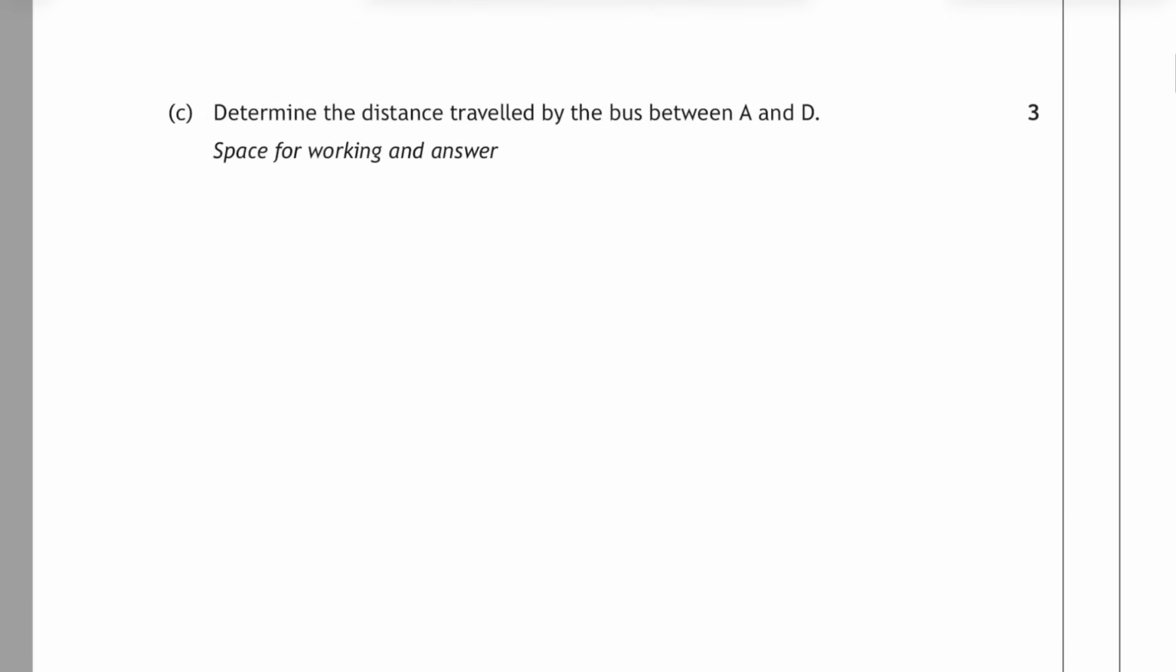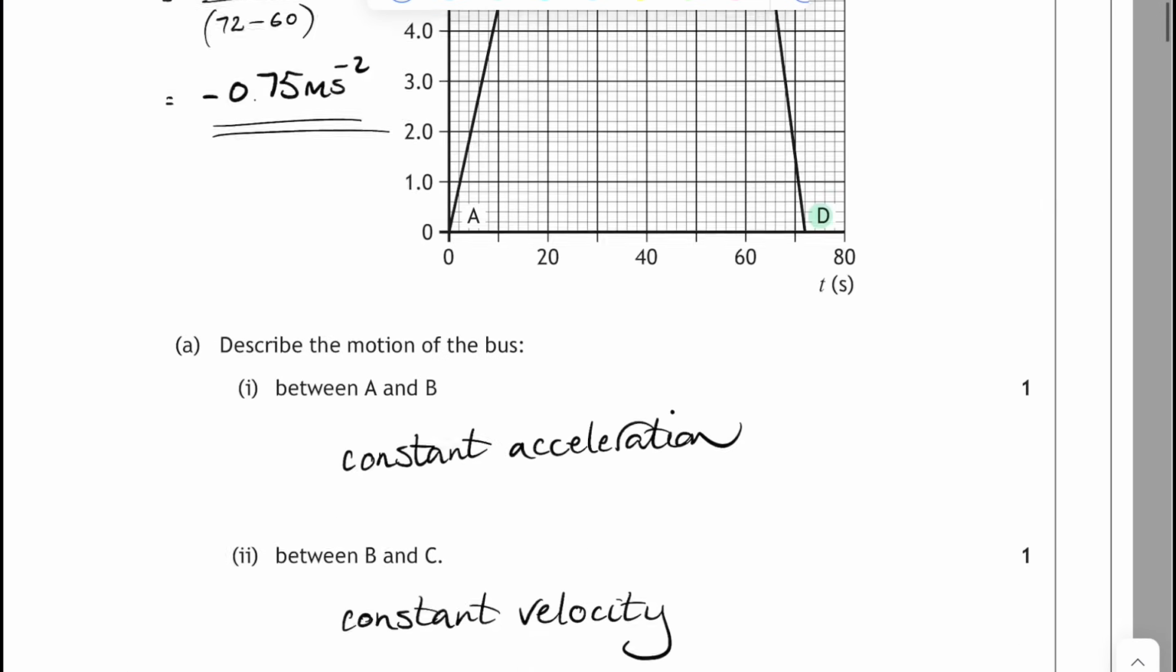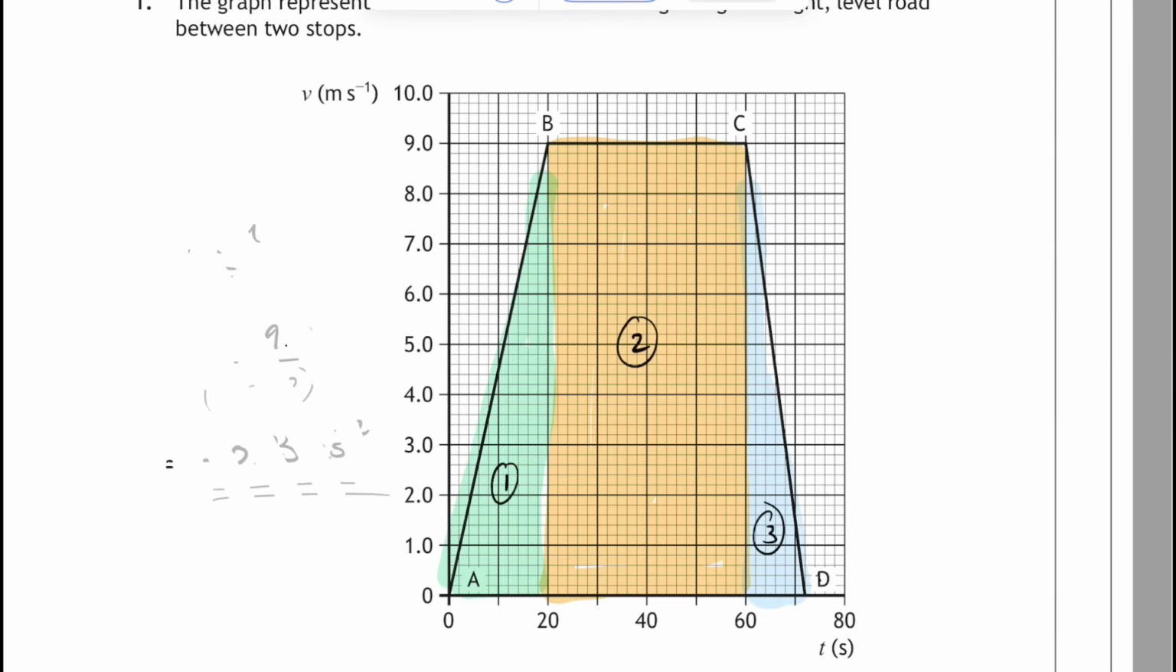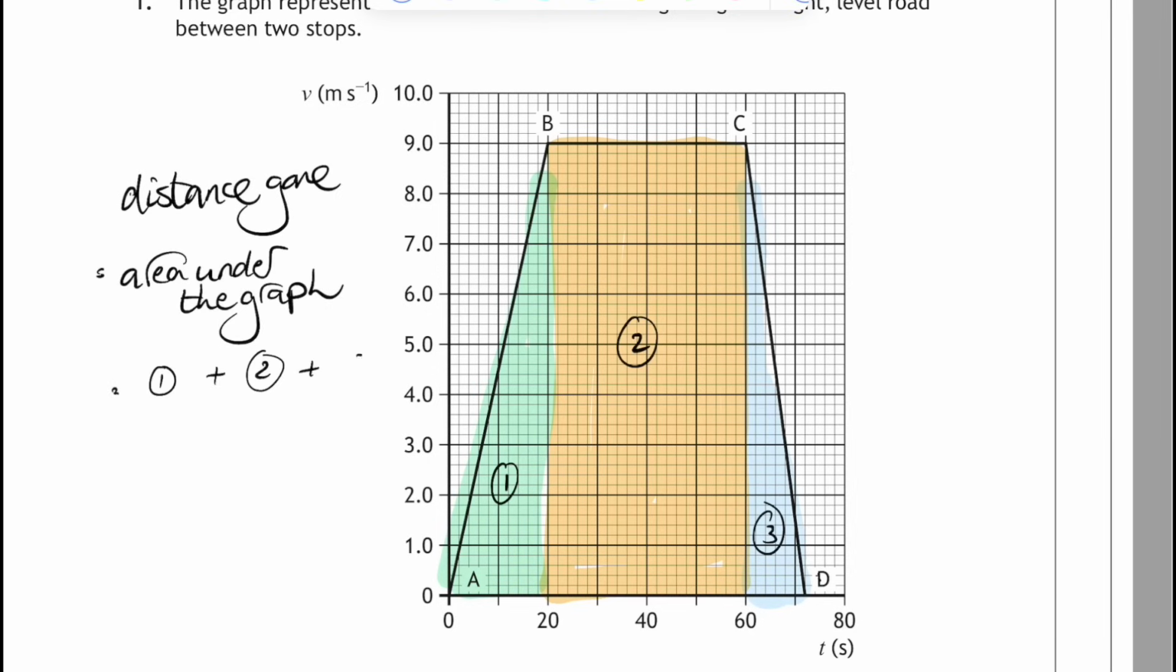In part C, determine the distance travelled by the bus between points A and D. Again, that's the whole journey. So distance gone from a speed time graph means we have to work out the area under the graph. So I'm going to chop it up into little sections that are either triangles or rectangles, and we're going to work out the area of each of those 3 sections. Then we're going to add all 3 of those together, and the area under the graph is equal to the distance gone. So the first area is a triangle.